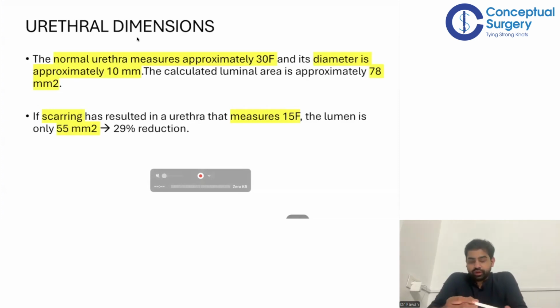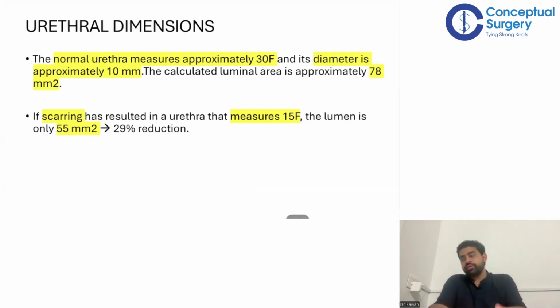Okay, that's fine. Right. So what you need to understand is that whenever we do, let's say, a urethroplasty, or whenever we treat a urethral stricture, we have to be realistic. We cannot aim for the 30 French urethra. Even if we are able to achieve, let's say, a 14 French caliber, we are good enough.